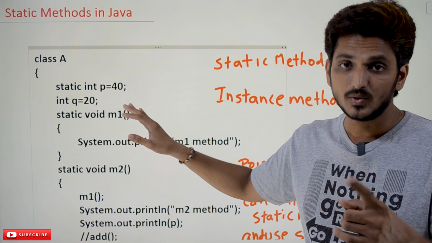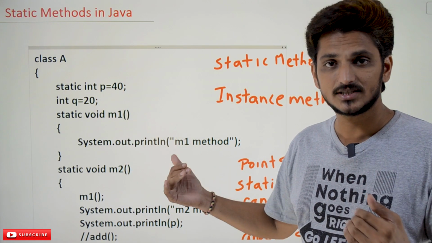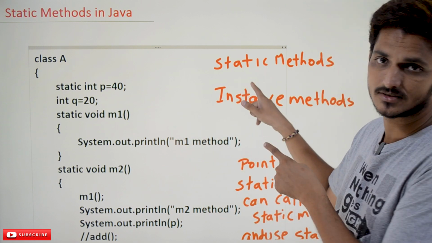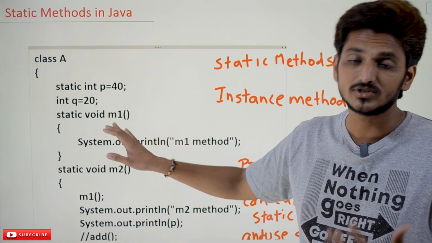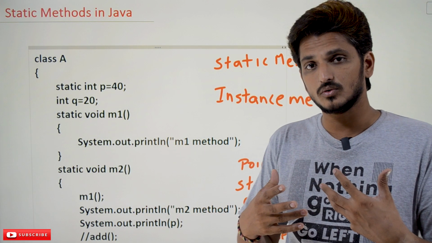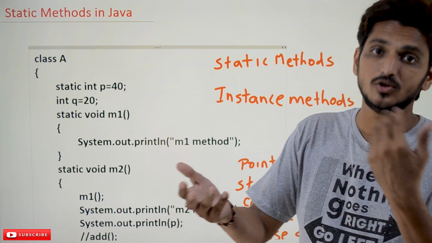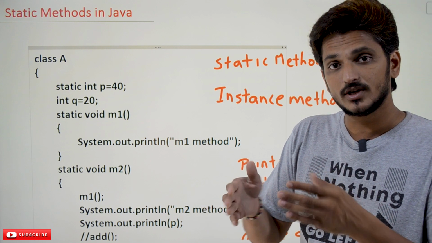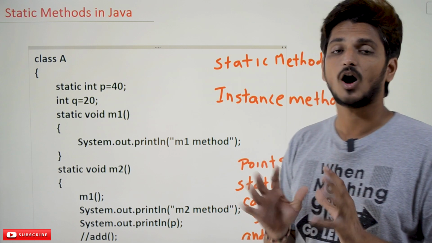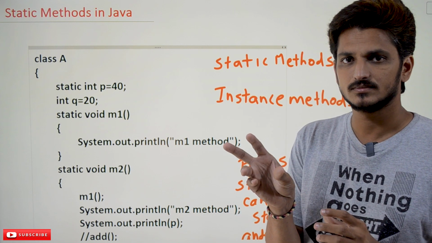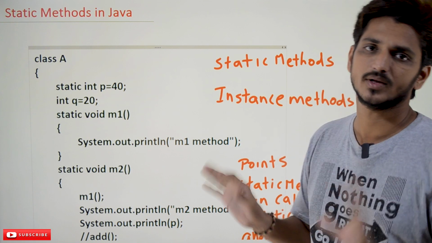Static variables can be used without creating an object. Similarly, static methods can be used without creating an object. That is the use of static methods. For a clear understanding of a real life example, when to use static methods and when to use instance methods, we will discuss that in our next class. In this class, we are going to understand how to use static methods and what conditions apply to them.